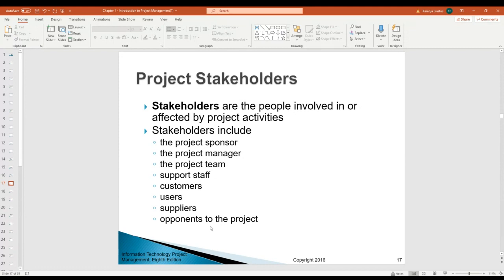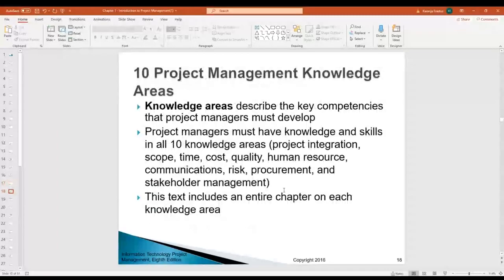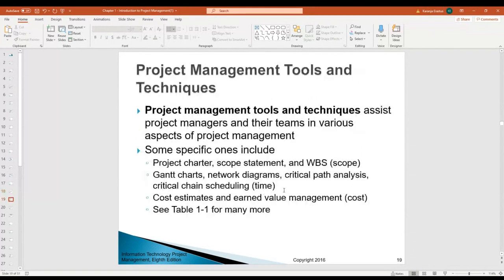Some people will be for the project, some against, whether that project is successful or not successful. Okay, so these are the 10 knowledge areas, and we'll spend each chapter going through each in detail.